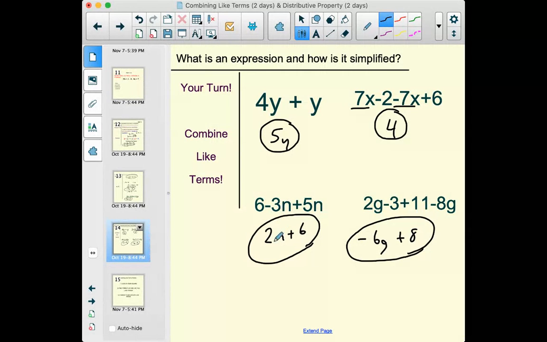These two combine into the 2n, and then I had a 6. In case you didn't notice this, it's kind of customary, if you have a part with a variable and a part without, to write the part without the variable, the constant, at the end. So write the variable part first. Okay, that's how you'll see me write it. All right, here the 2g and the negative 8g gave me negative 6g. Negative 3 and 11 gave me 8. Okay, so hopefully those are the answers you got as well.